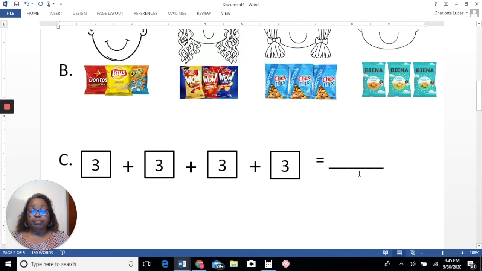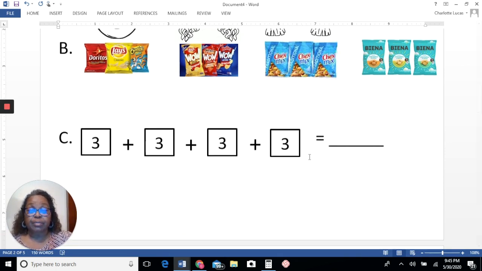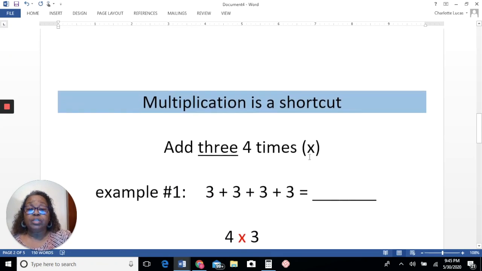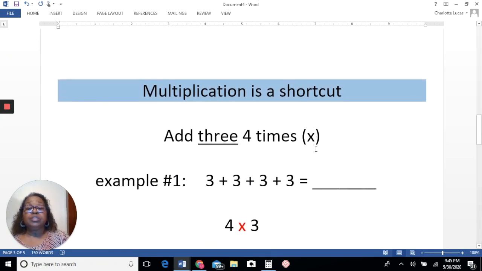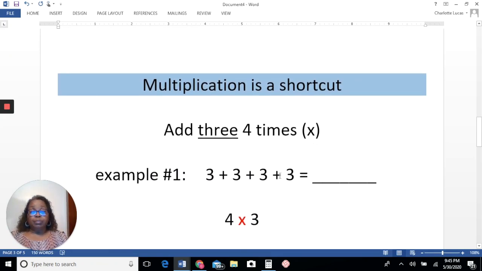So in order to solve this problem, the word altogether says that we're supposed to add. So we would add 3 plus 3 plus 3 plus 3. 4 threes, add them together and get the answer. But we are doing multiplication. Multiplication has a shortcut for when you have to add multiple numbers, same numbers together. So the shortcut is that you would use this expression that's 3 plus 3 plus 3 plus 3.